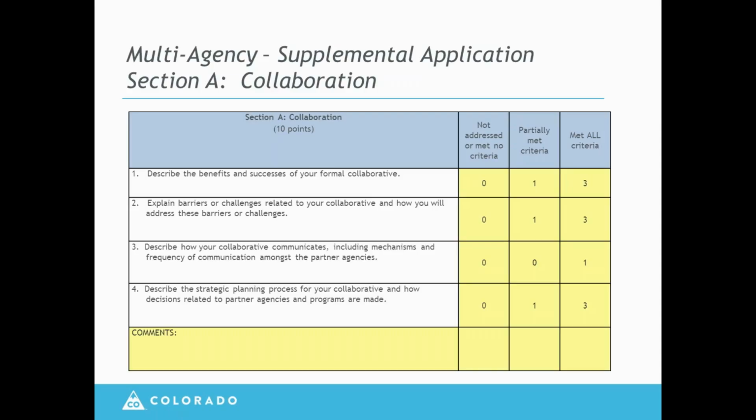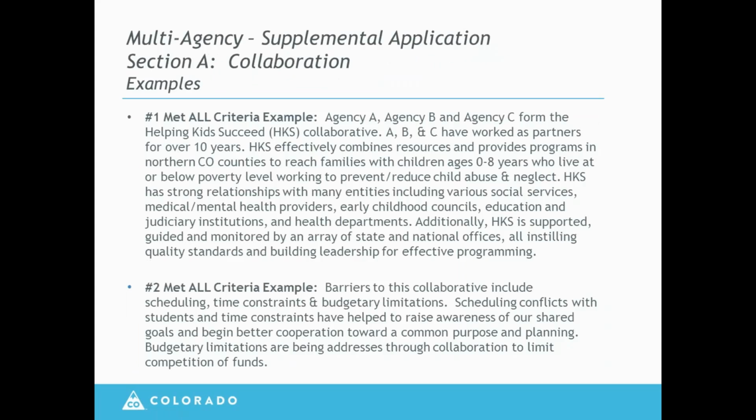And what we've done is we've just created some examples for each section, and rather than read through them, I'm just going to give you a couple of highlights, but we give you a met all criteria example for each line item. So for number 1, which is describe the benefits and successes of your formal collaborative, we give you an example here where they list the names of the people in the collaborative. They talk about the ages that have been served and the location of the communities that they're serving, as well as provide a brief history of their organization.